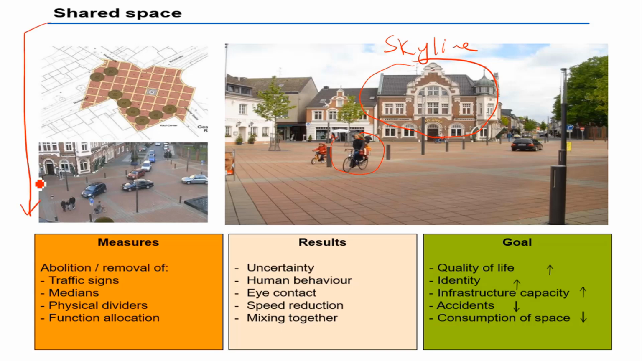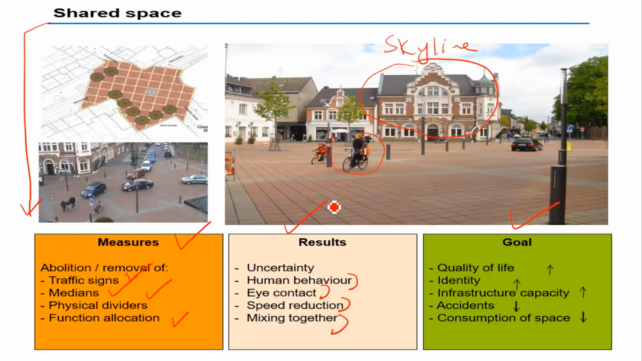It's a very simple formula: measures, results, and goal. For example, the first thing is we need to remove the traffic signs, medians, physical dividers, and functional allocation. And the result would be, of course, that it affects human behavior: eye contact, speed reduction, and these shared spaces.